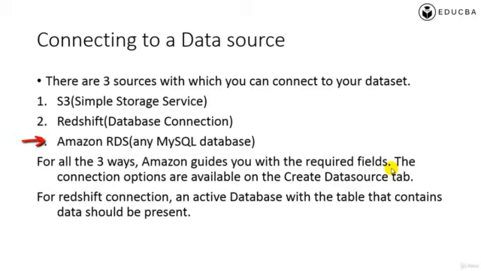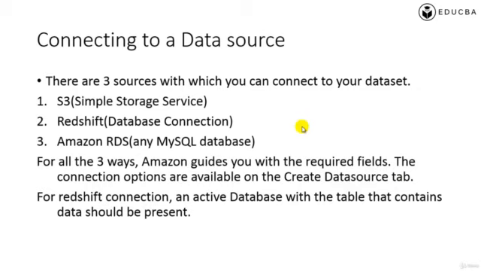The third is RDS, which helps you to connect to any relational database service that you have. It could be MySQL, SQL Server, or any other. All the steps to connect to these sources are given on the console itself. We will see these once we move on to the hands-on session. The connection options are available in the Create Data Source tab. One point that needs to be taken care of is that for connecting to Redshift data, you should have an active database connection and a table to hold your data.